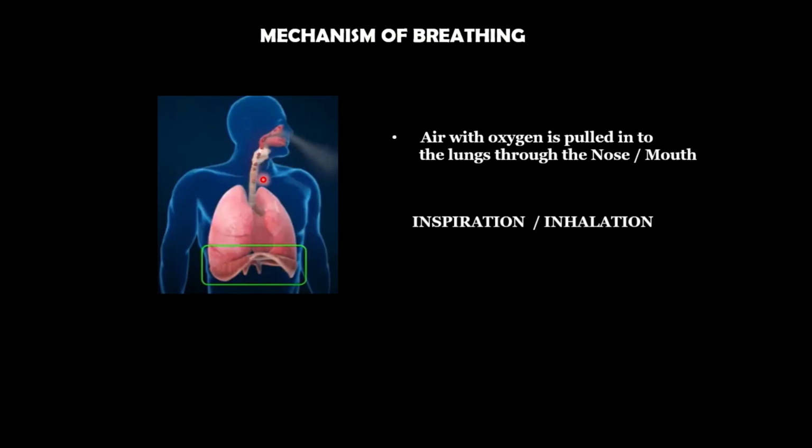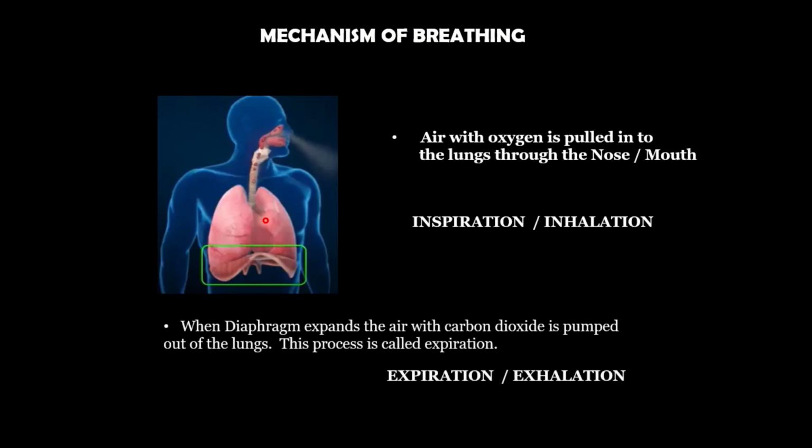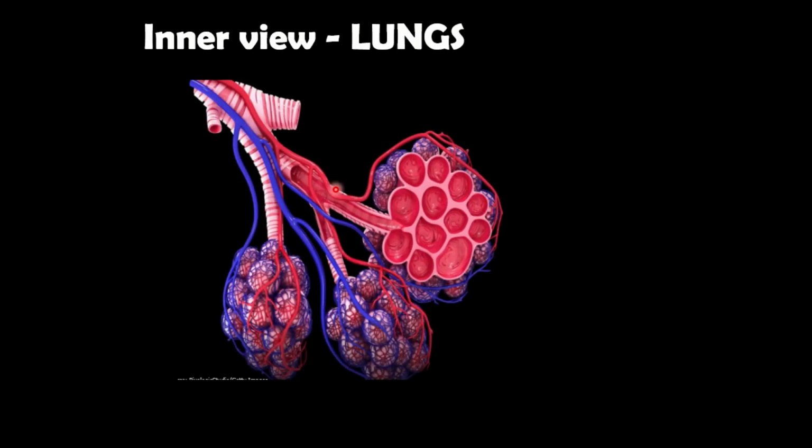When the diaphragm expands, the air with carbon dioxide is pumped out of the lungs. This process is called expiration. As the diaphragm contracts and relaxes, breathing takes place. When we inhale, the air ends up in the 600 million alveoli. As these millions of alveoli fill up with air, the lungs get bigger.